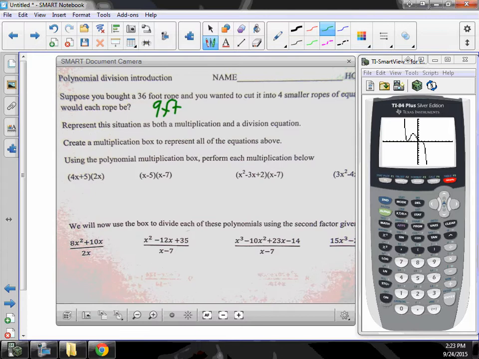So, using multiplication, we could say 4 times 9 equals 36. As a division equation, we could say, help me out, 36 divided by 4 is 9. Now, that means exactly the same thing, right?